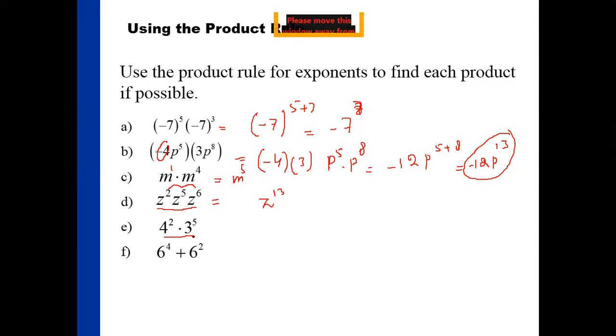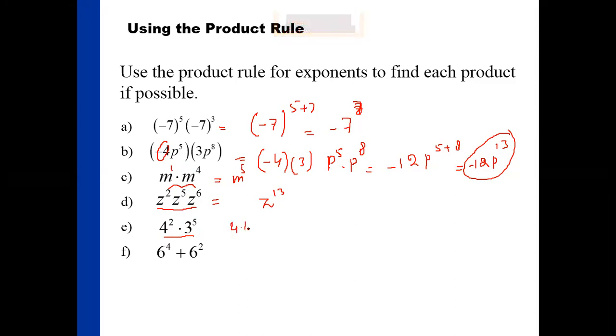Bases are not the same. When bases are not the same, you can simplify first and then multiply. You can write 4^2 as 4 multiplied by 4, then 3^5 as 3 multiplied by 3, multiplied by 3, multiplied by 3, multiplied by 3. Same with this one, this is an addition.